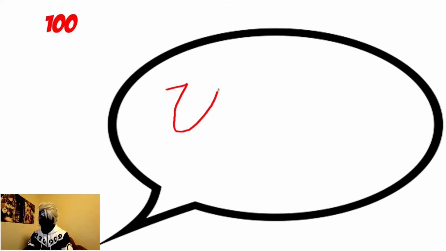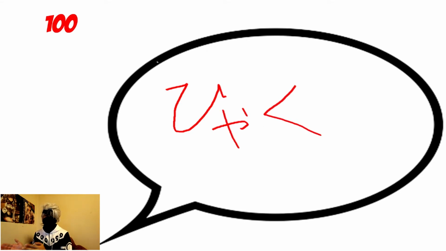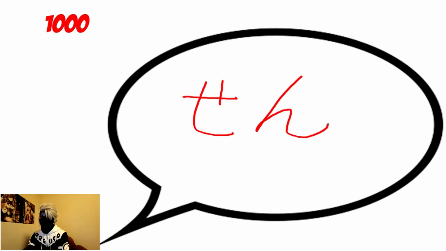100 in Japanese is hyaku. 101, you just have to add ichi. So that's hyaku ichi, hyaku ni, hyaku san, so on and so forth. 120, hyaku niju. 130, hyaku sanju, hyaku yonju. So how do you write sen in Japanese? Sen. How about 1,500? That's sen go hyaku. How about 5,000? That's go sen. Okay, until you get to kyu sen, 9,000.